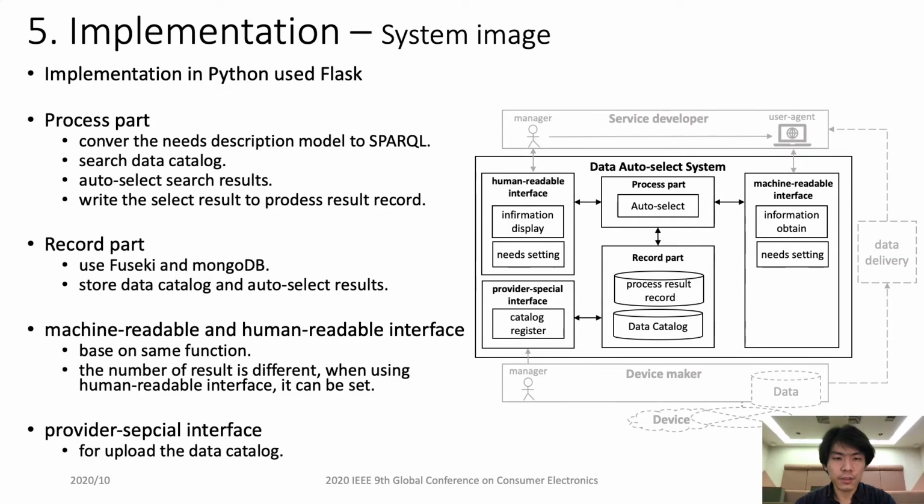The machine-readable interface and human-readable interface are based on the same function. The difference is the number of results. When using the human-readable interface, it can be set. The provider special interface is used to upload the data catalog. Device makers can upload the metadata by this interface.